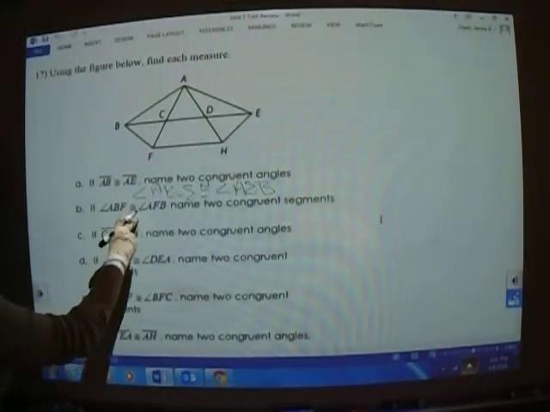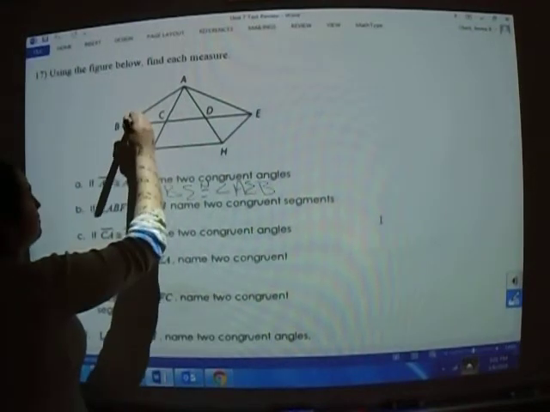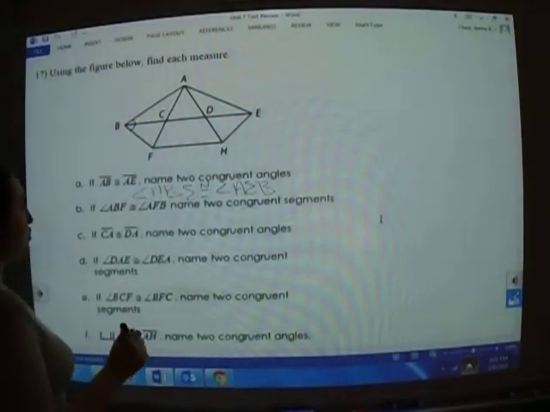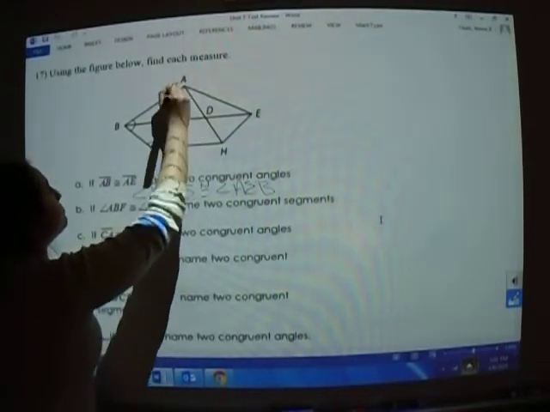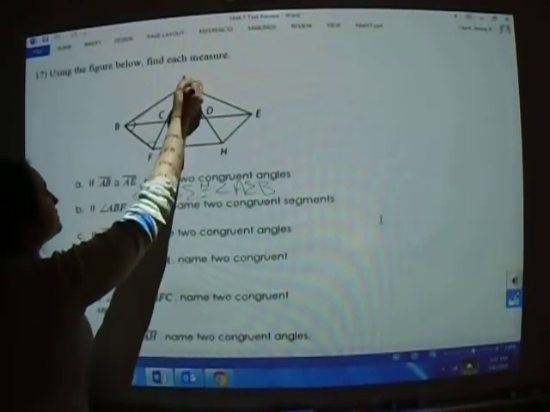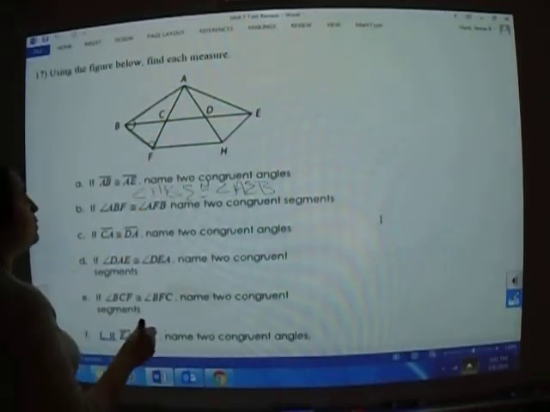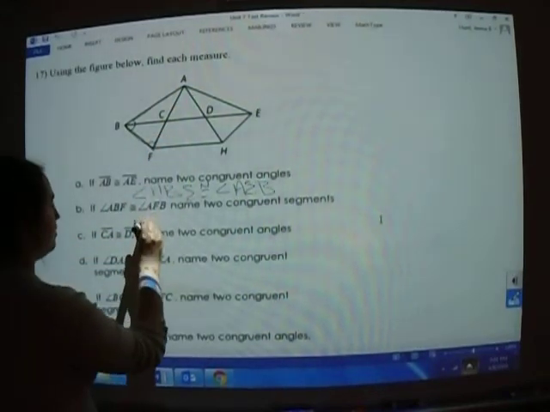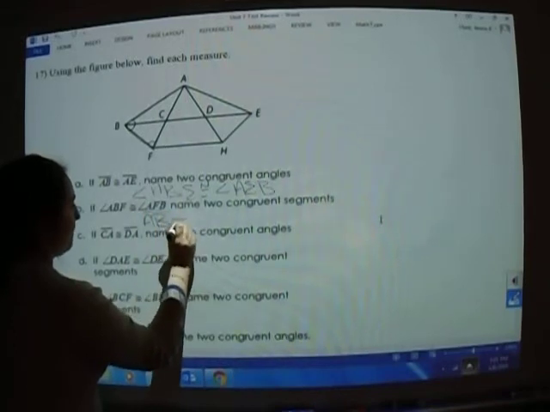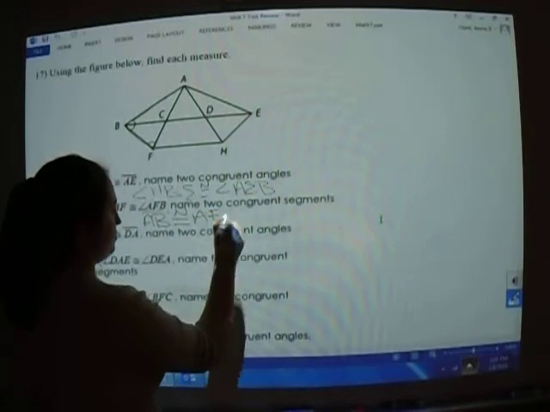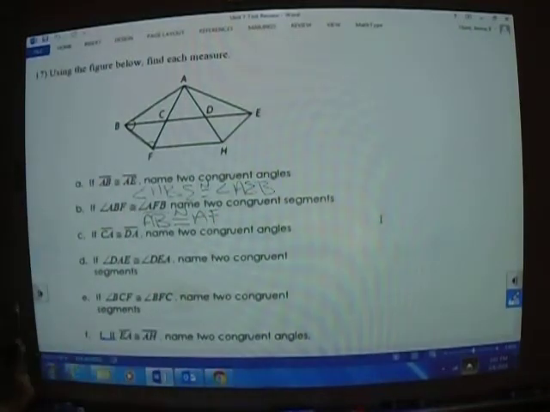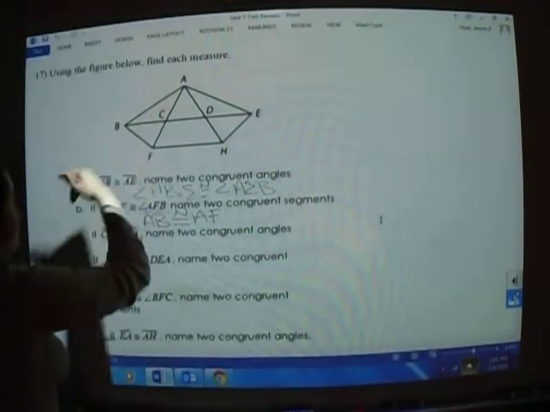Alright, the next one, we're starting with a clean slate. If angle ABF, that's this angle, is congruent to angle AFB, that's this angle, meaning two congruent segments. So this is our isosceles triangle that we're looking at. So the two segments that are congruent, AB is congruent to AF. Okay? So now we can erase that.